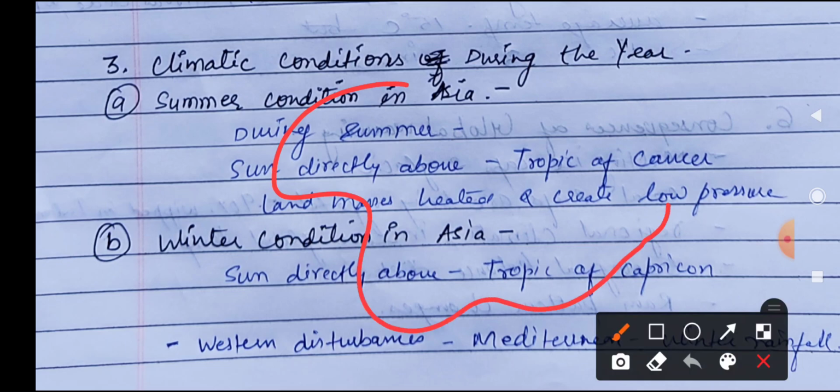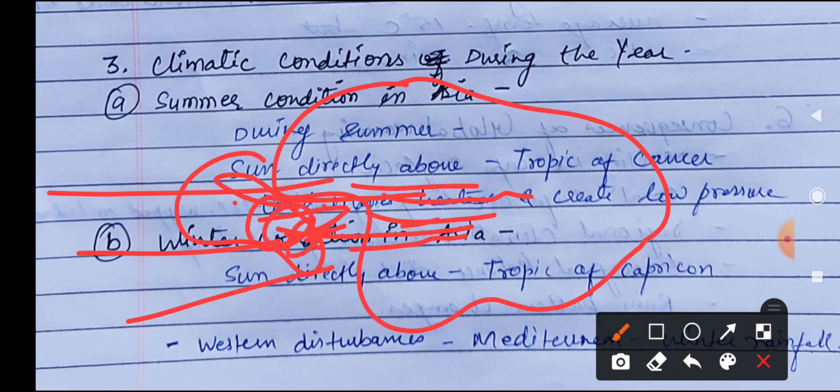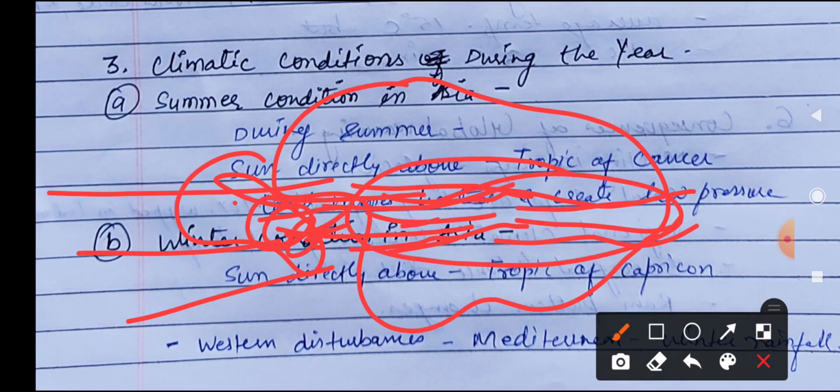And there is also one more influence here. If it is Asia, here it is the Mediterranean Sea. The winds are blowing from the Mediterranean Sea, and the wind also gets water from here, and this is called the western disturbance. What is it called? Western disturbance. And because of that the rainfall is happening. It is also a very important phenomenon for Asia. It is called the western disturbances. From the Mediterranean Sea it gets water and falls in the Asia region.